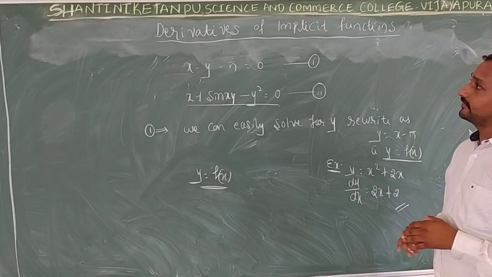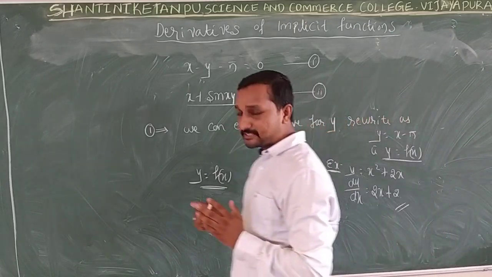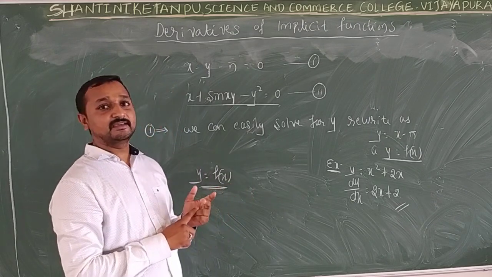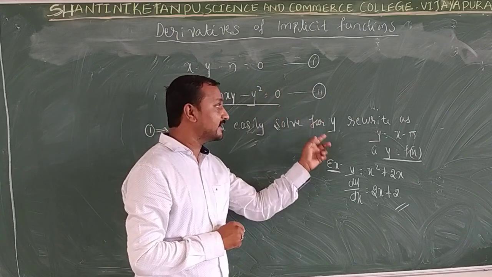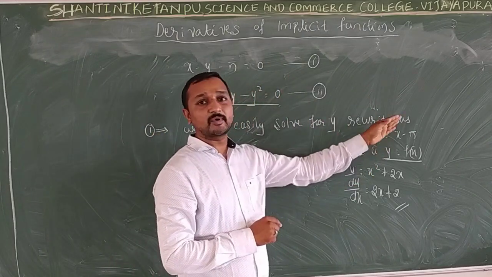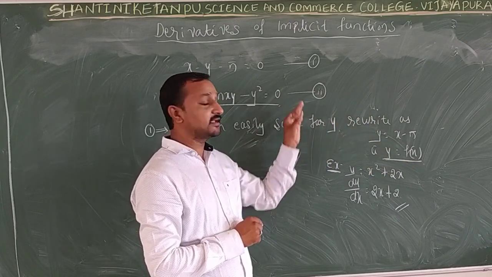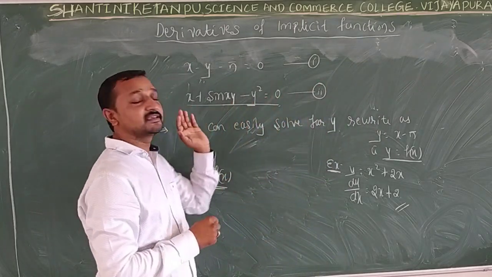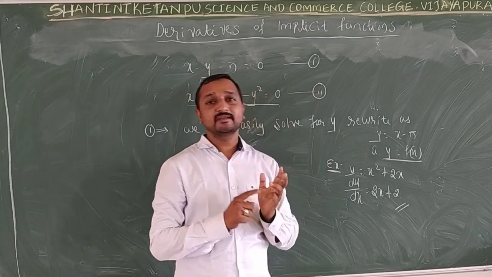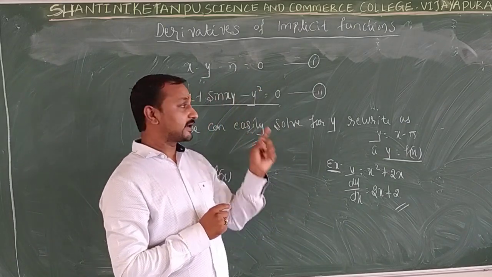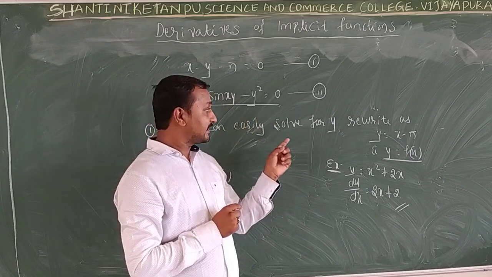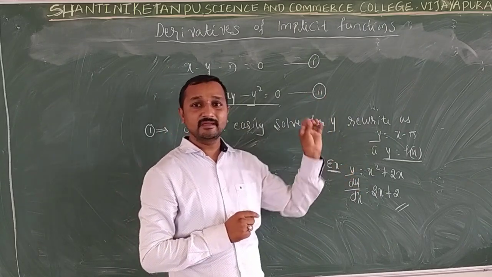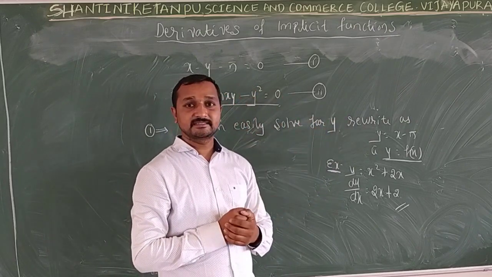Then the definition of this function: the relation between x and y can be expressed in such a way that it can be easily solved for y and rewritten as y equal to f of x form. Here y is said to be an explicit function of x. So the very simple definition is that the relation between x and y is expressed in such a way that we can easily solve for y, and this relation can be rewritten as y equal to f of x. So here y is said to be an explicit function of x. Is that clear?